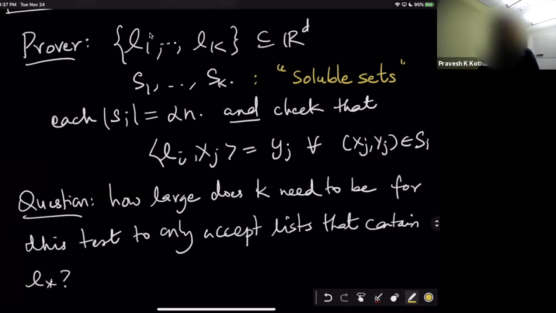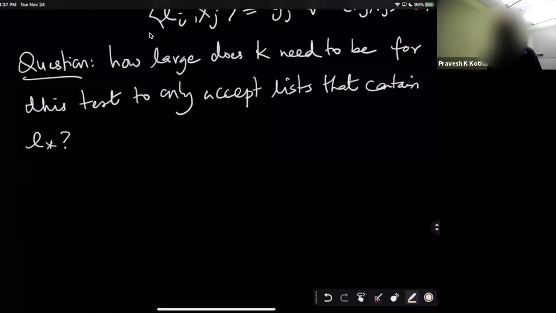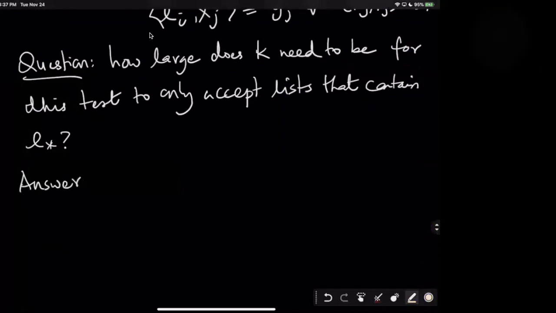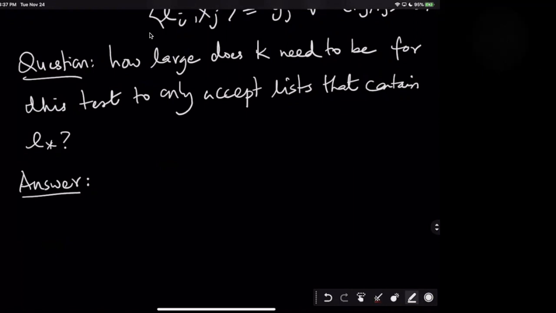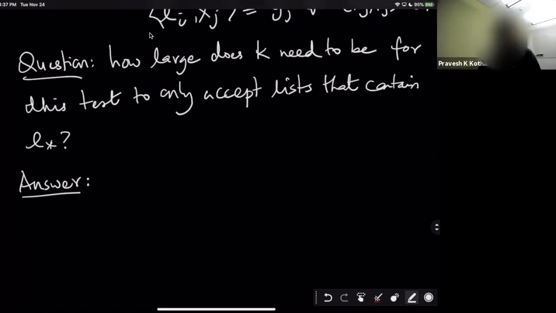What do you think is the smallest K for which any list that passes the checks I just defined has to contain L star? N choose K. N choose K is certainly an upper bound. N choose N alpha. Sorry, say it again. N choose alpha n. Yeah, that's definitely an upper bound. That's the number of possible subsets of size alpha n.